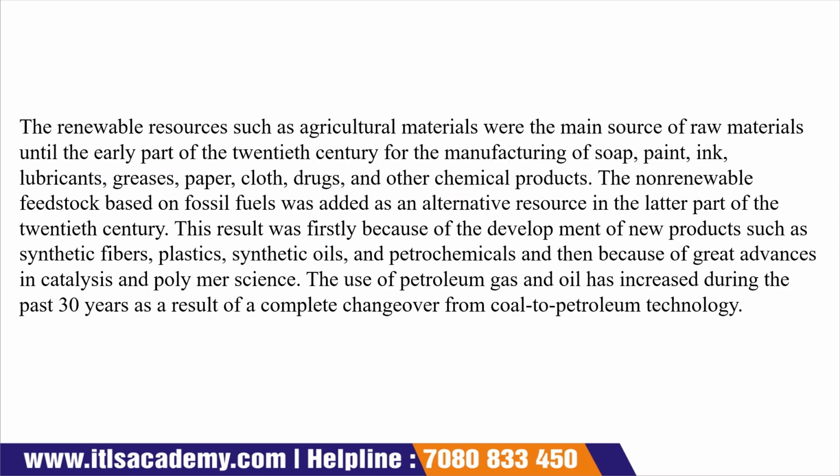Now the next is your renewable resources, like your agriculture materials, which were the main source of raw material until the early part of the 20th century for the manufacturing of soap, paint, ink, lubricants, greases, paper, cloth, drugs, and other chemical products. Okay, these renewable resources, like agriculture material, were the main sources of raw material for the production of soap, paint, ink, lubricants, greases, paper, cloth, drugs, and other types of chemical products in the 20th century.